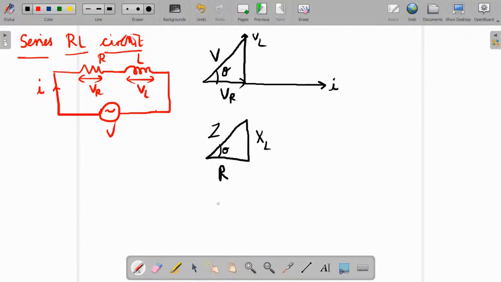Similarly, we have three kinds of power: active power, apparent power, and reactive power. Based on that, if we form the power triangle, then we have Q, this is P, and this is S. Notations change. For active power I have written P here. Let me write. Okay, so P means active power.